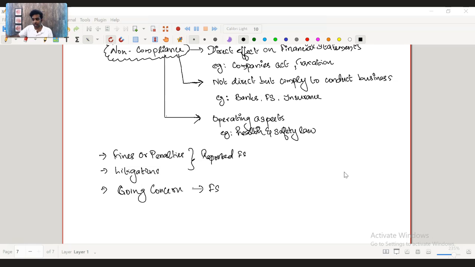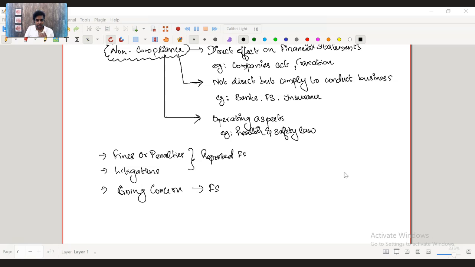Litigation could arise, like not following the employee law and dismissing an employee, and he goes and files a legal case. It could rebound to the company as litigation, and if the litigation is not appropriately disclosed in the financial statement, again there could be material misstatements. Going concern: if the bank is not following a rule and regulation properly, it could lead to them closing down their business, which could automatically affect the going concern.